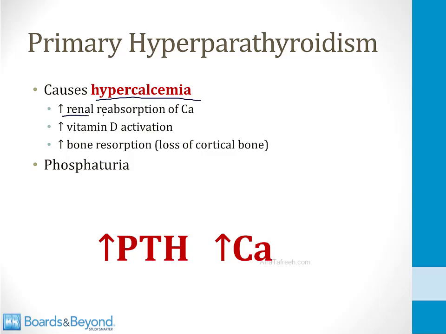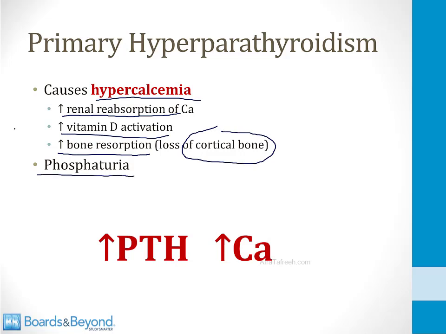You will see increased renal reabsorption of calcium, increased vitamin D activation, and you will see increased resorption of bone, that cortical portion of the bone we talked about before. You will also see more phosphate going out in the urine, and all of these are normal effects of parathyroid hormone. But in primary hyperparathyroidism, they are occurring not due to low calcium, they are occurring due to autonomous function of a portion of the parathyroid glands.